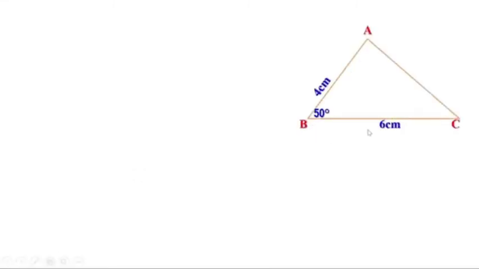This is a question. We want to find the area of this triangle, given that base is 6 and one side AB is 4 centimeter. How to find area? Area is half into base into height. Height is not given, so we want to find the height. Height means we have to draw a perpendicular line from A to BC.